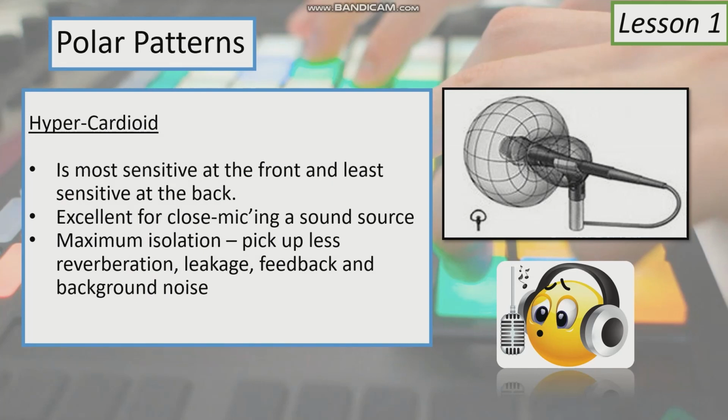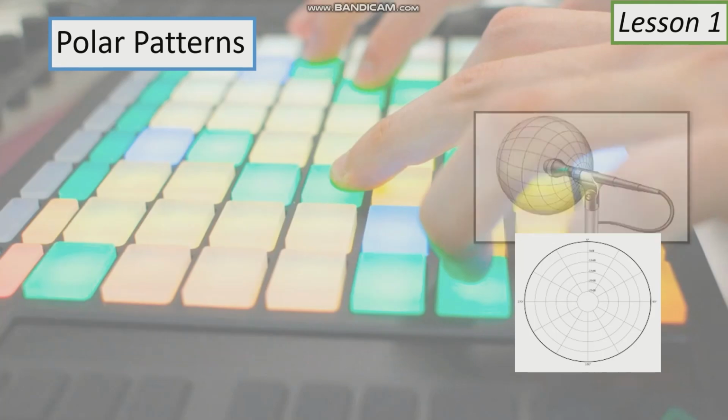So to contrast that with our just general cardioid polar pattern, the cardioid polar pattern only picks up from the front of the microphone, whereas our hypercardioid polar pattern now starts to pick up a little bit from the back as well. Our next polar pattern is going to be our omnidirectional polar pattern.